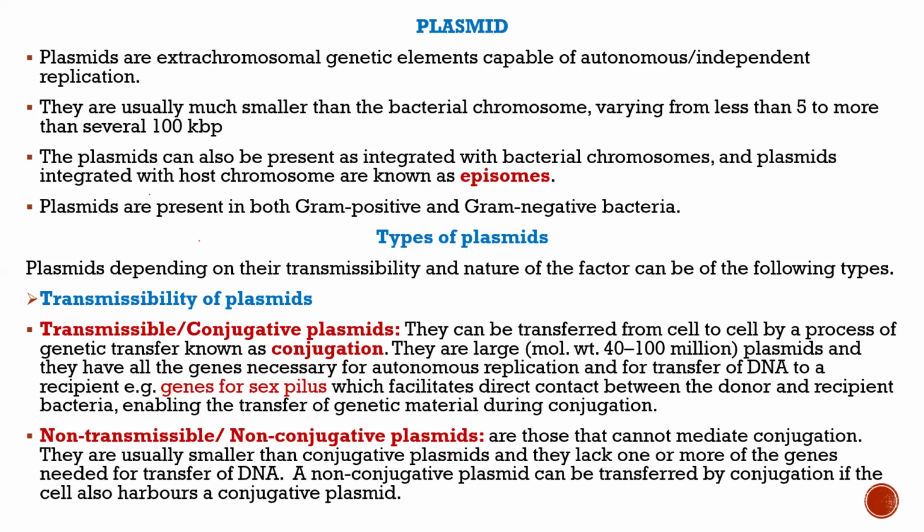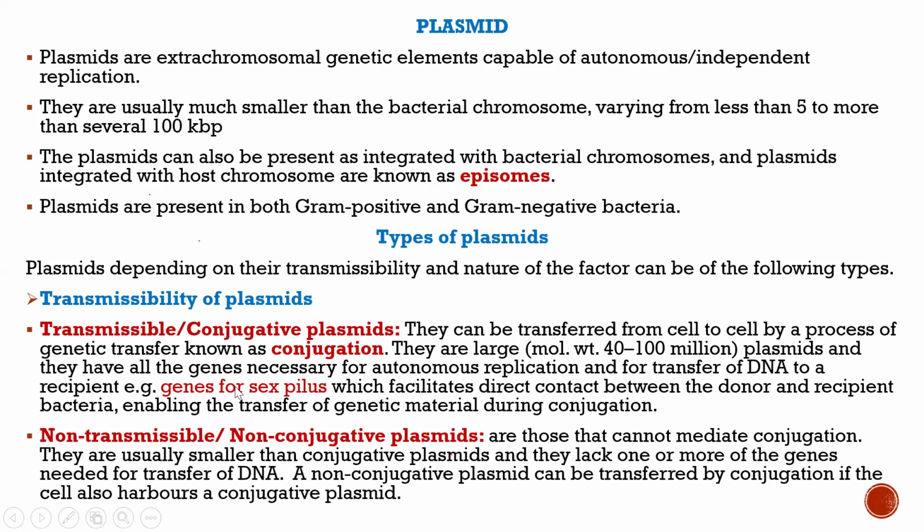What are the transmissible or the conjugative plasmids? They can be transferred from one cell to another, just like the name, something that is transmissible, something that is transferable. They can be transferred from one cell to another by a process of genetic transfer known as conjugation. You understand? Can you now relate when we're explaining the conjugation mechanism of gene transfer? So they are large plasmids and they have all the genes necessary for autonomous replication and for transfer of DNA to a recipient.